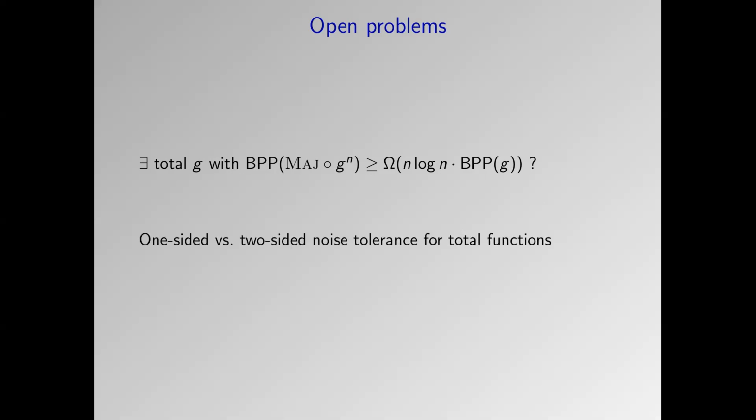Another open problem we'll mention concerns one-sided versus two-sided noise tolerance for total functions. Here, one-sided noise means that if the input bit is actually a 0, then you will definitely get a 0 when you query it. But if the input bit is a 1, then you could get a 0 or a 1 when you query it. Is there a total function for which the complexity under two-sided noise is strictly higher than the complexity under one-sided noise? This open problem also arose during this work.